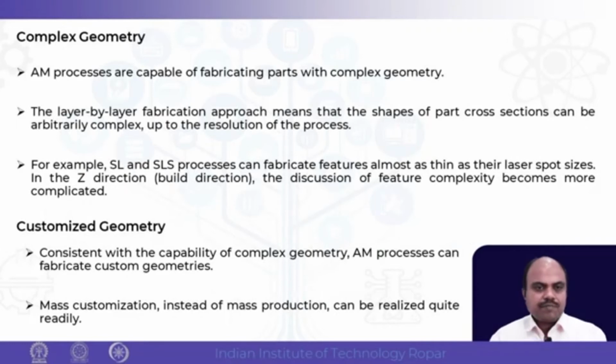And in additive manufacturing process, the number of constraints is very less. So complex geometries we can make, layer by layer. But we should also understand that in the Z direction, the strength of the material in the additive manufacturing process is different in different directions, depending upon the kind of process which we are following. That we should understand. So complex geometry, when we are making, you can make it in additive manufacturing process. Customized geometry, that I already told, we can change the design very fast.